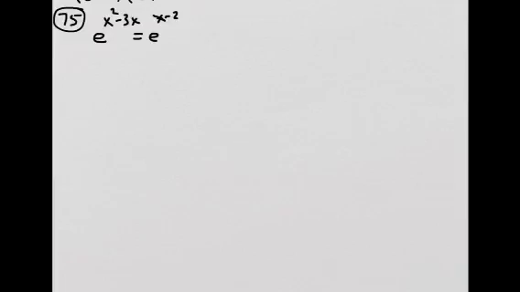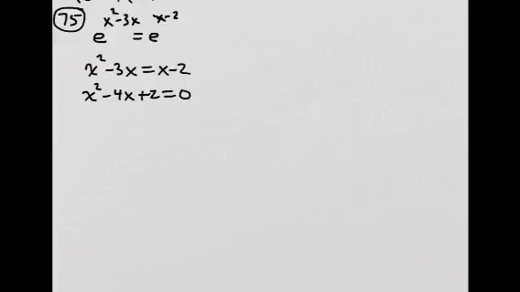Okay, since the bases are equal to each other, it's an equation that has the same base on both sides. So we can get rid of the base and just say x squared minus 3x equals x minus 2 and solve for x that way. So I'm going to move everything to the left. Minus x gives you negative 4x plus 2 equals 0.